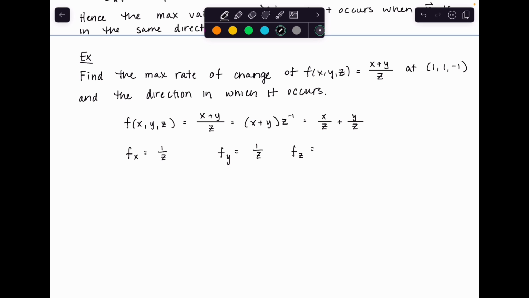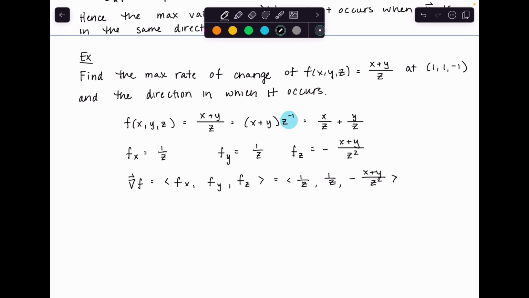And then my partial with respect to z is where I'm going to go back to use this. The x plus y is a constant. Derivative of z to the -1 has the negative pop down, you'd decrease that power, and it would be z to the -2. So this ends up being negative x plus y over z squared. So our gradient vector is just those partials in order. So that is 1 over z, 1 over z, and then negative x plus y over z squared.